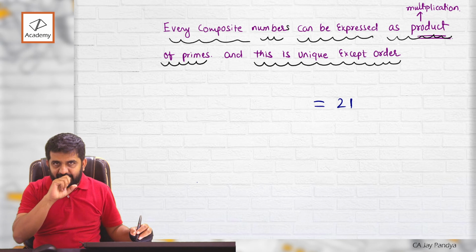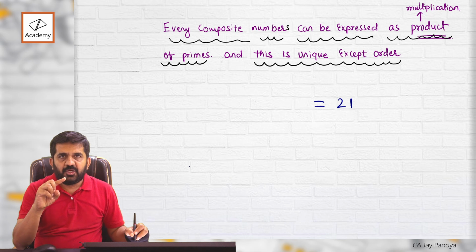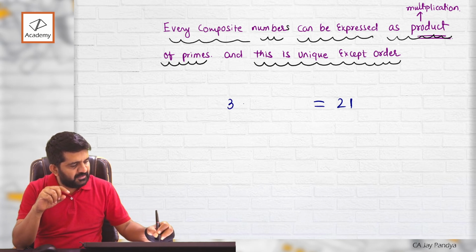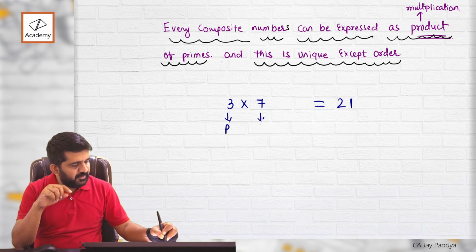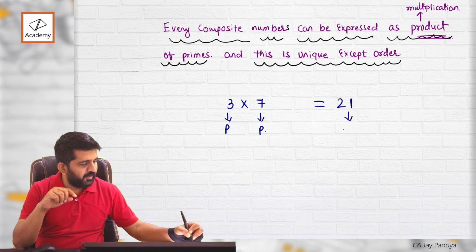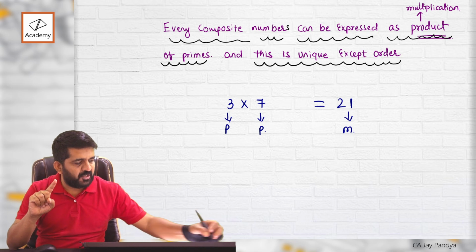2 will not be a factor. Right. Factor means the number which I am writing over here. 2 will not be a factor. What will be the answer? 3 into 7. 3 is prime. 7 is prime. 21 is. We have learned this first part of the rule.